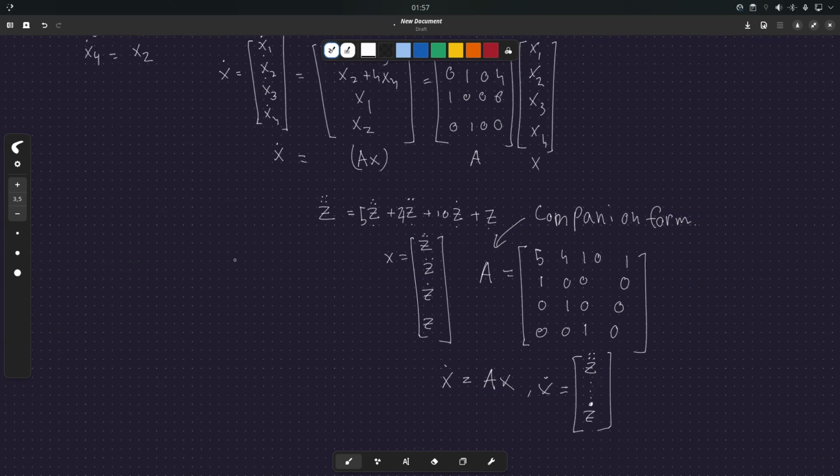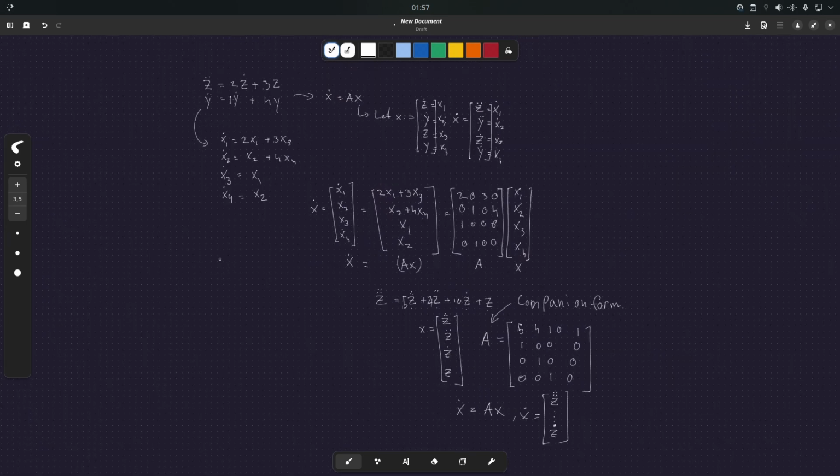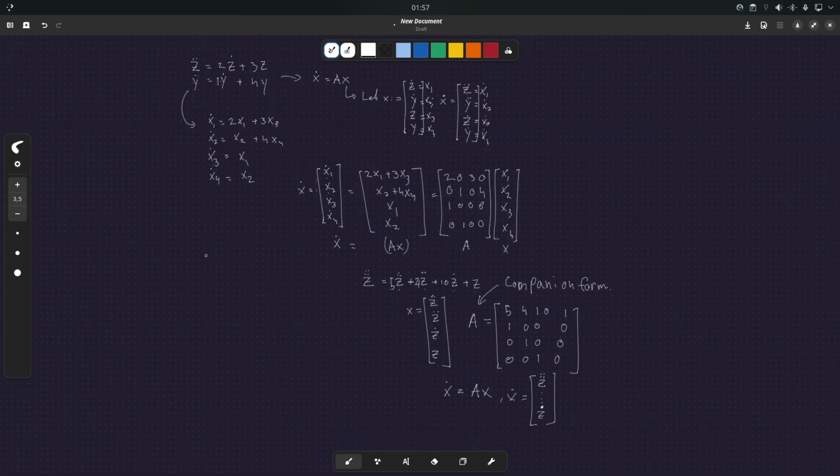So that is generally what I wanted to cover. It's how to write a higher order linear ordinary differential equation, a scalar equation, into a first order system of linear differential equations.